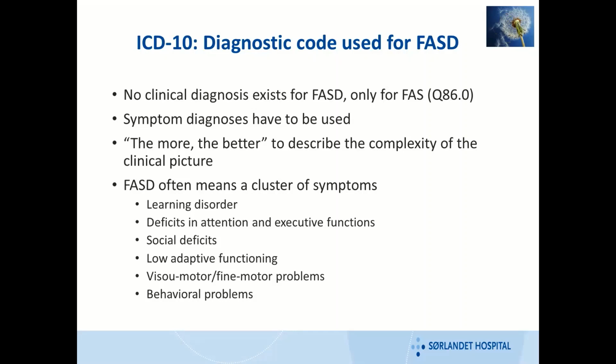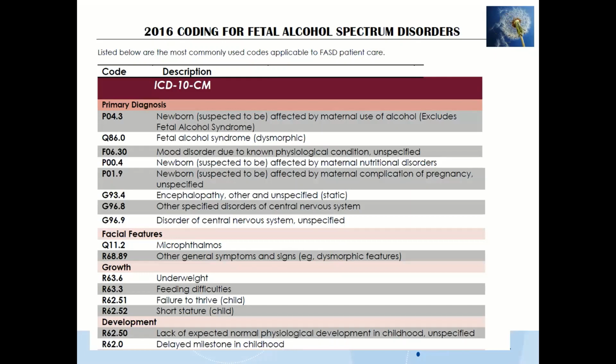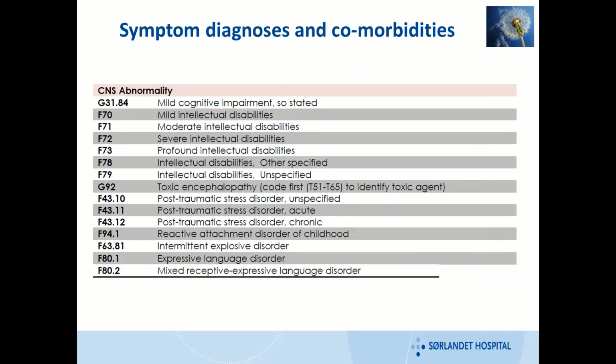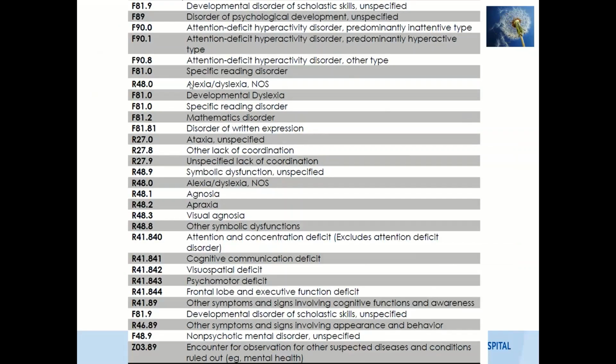But in hospital, there is no clinical diagnosis for this. So in the ICD-10 system, we therefore often have a lot of symptom diagnosis that we can use to describe the different clinical findings and different problems that these children have. And here you see some of those codes that have been commonly used for FASD patient care. I don't go through them, but there's a lot of them. You will see that some of them reflect the learning disorders, some of them reflect psychomotor deficits, some of them reflect attention and concentration deficits. So that's the alternative to having a clinical diagnosis of FASD.